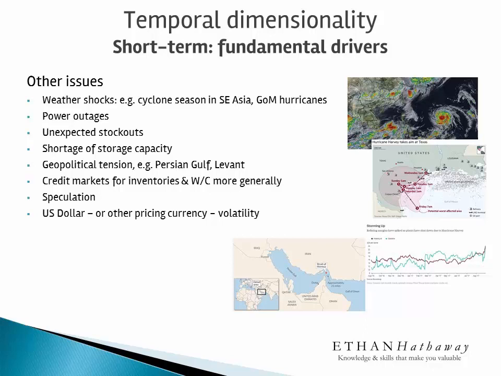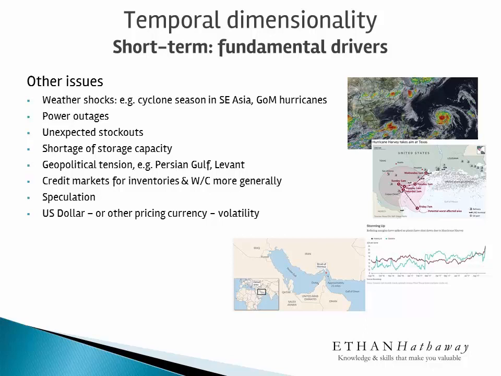And shortage of storage capacity, which we saw in April of 2020 in onshore crude oil markets in the United States, can actually turn prices negative, as we saw with the West Texas Intermediate benchmark, as I say, in April of 2020. Geopolitical tensions, such as those in the Persian Gulf or the Levant, impact crude oil prices. And credit markets, particularly as we get to the end of credit cycles, can be important since obviously there's a funding impact there for inventories and working capital across supply chains more generally.